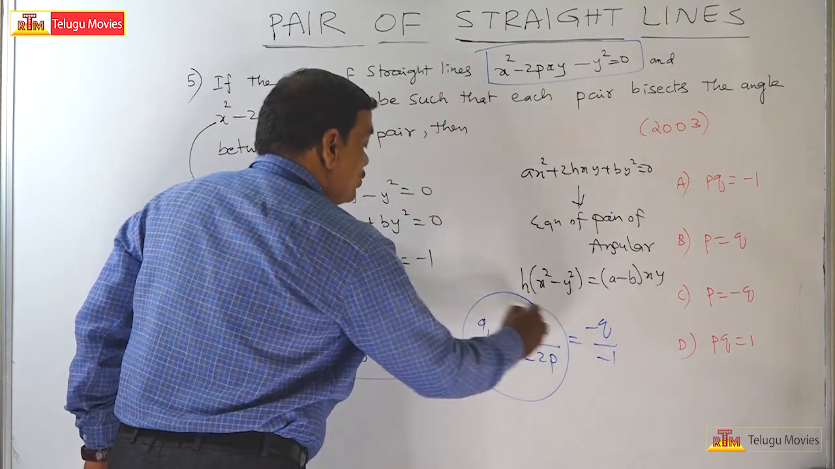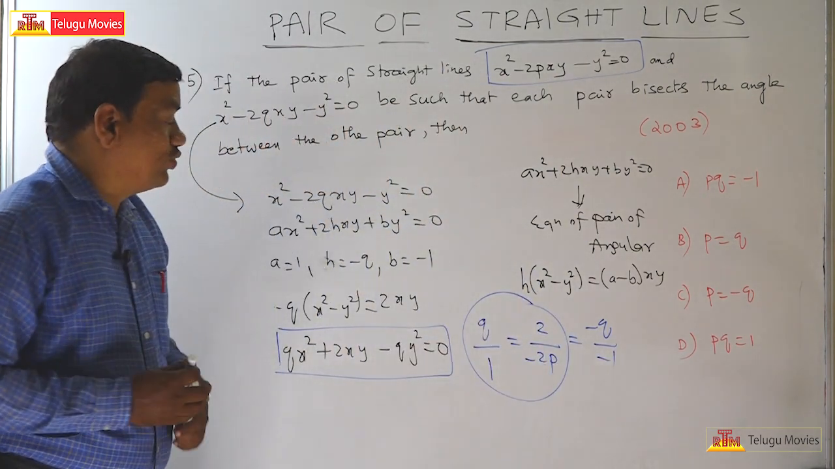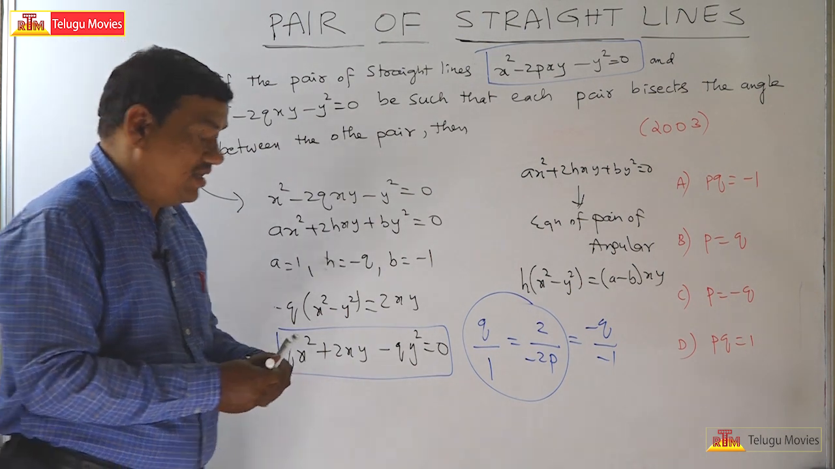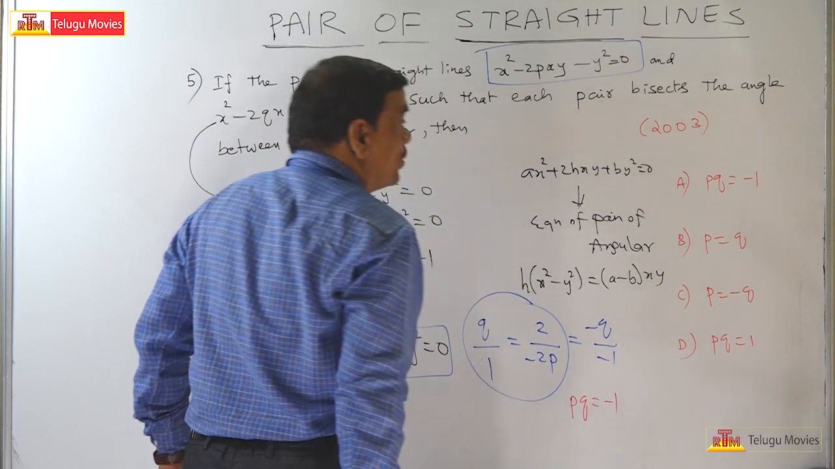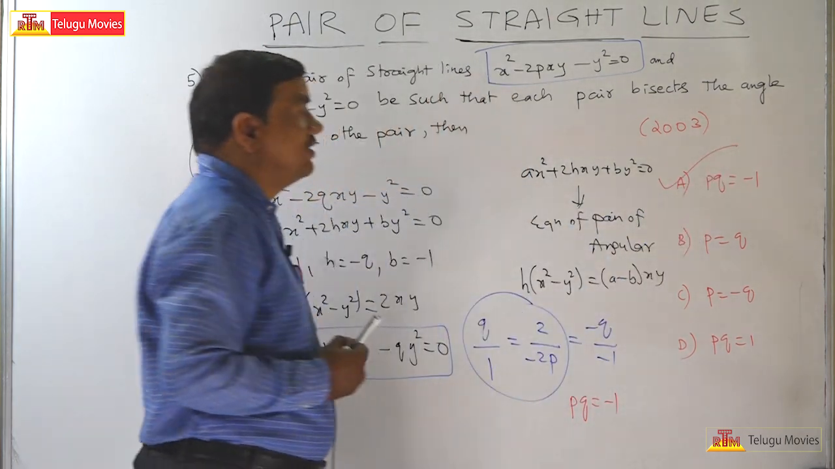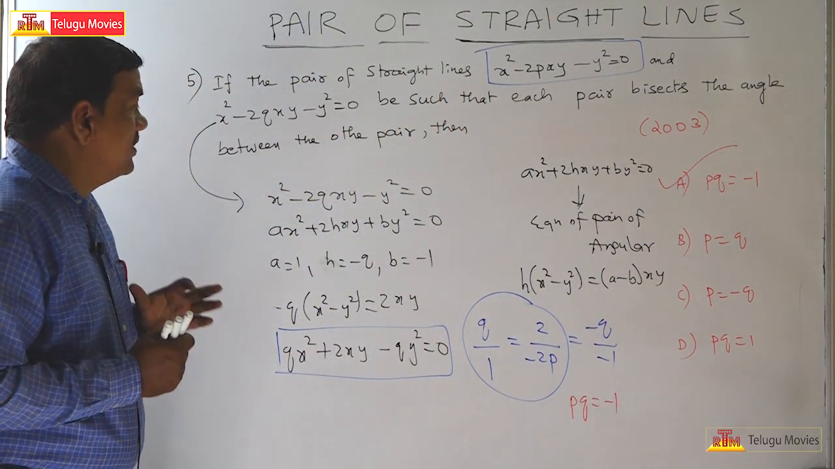You compare these two quantities. If you compare them, the 2 will get cancelled. pq is equal to minus 1. So pq is equal to minus 1. The first option is the correct answer.